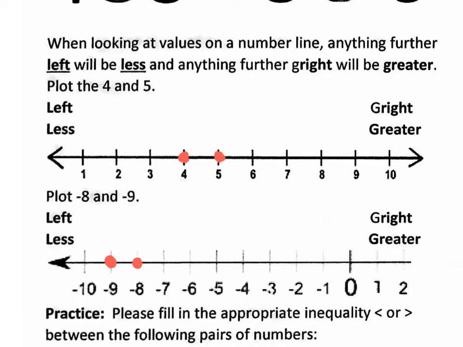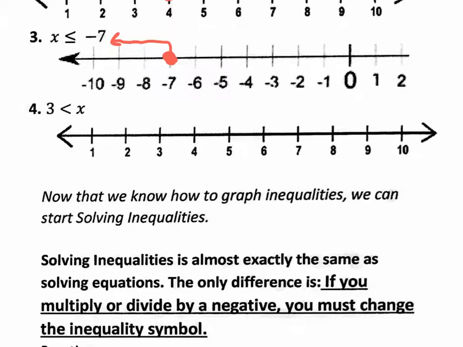Jumping back over here to the beginning, anything on the left side or going to the left is going to be less. Anything on the right side is going to be greater. So let's go back to that last one. Now right here, is it going to be an open dot at 3 or a closed dot at 3? Open dot, okay? So am I going to be going to the left or to the right?